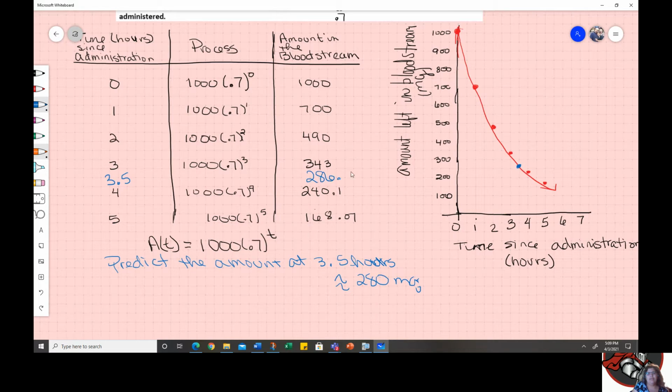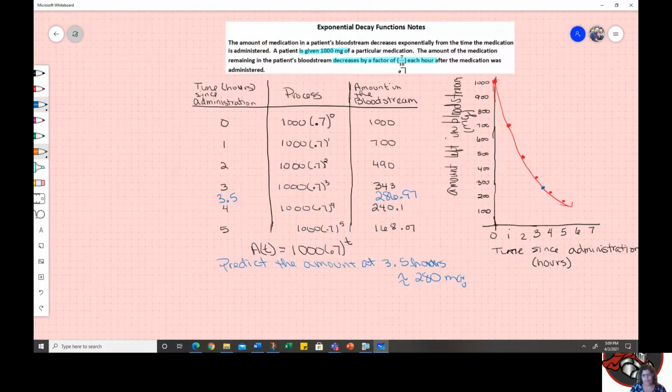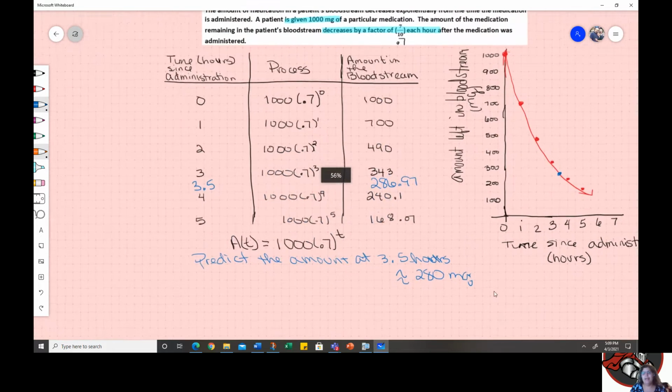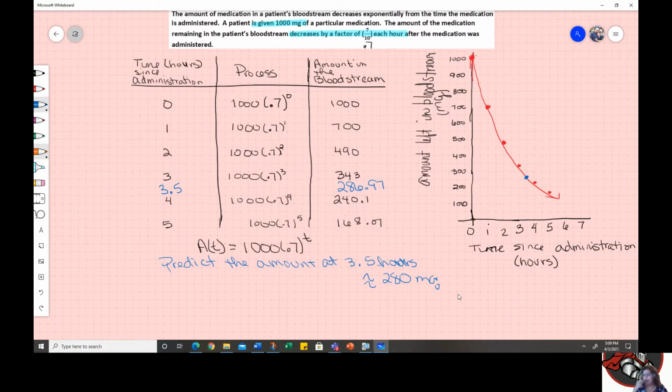286.97. Okay. Guys, I apologize for the zooming in and out. I'm hitting something on my tablet to make it zoom in and out, and I'm not sure what it is. So bear with me, please.